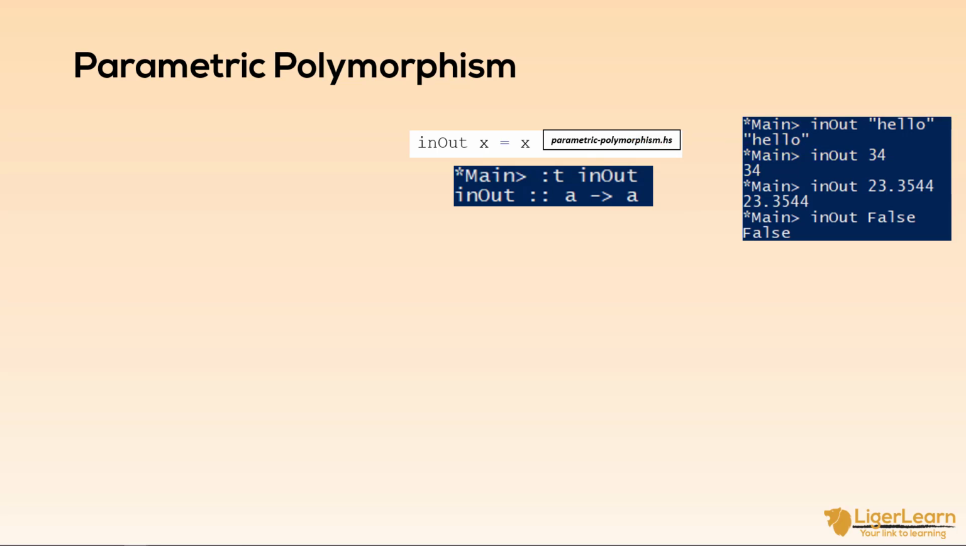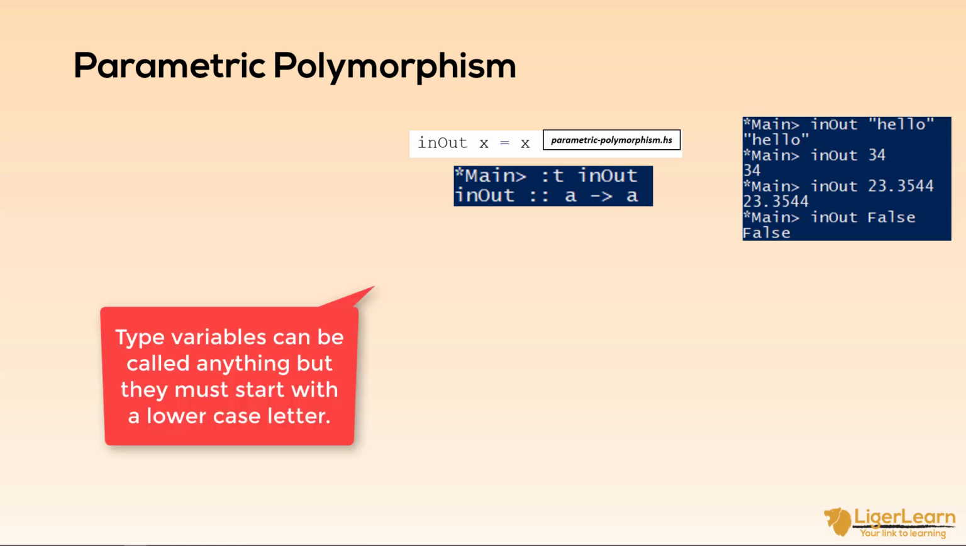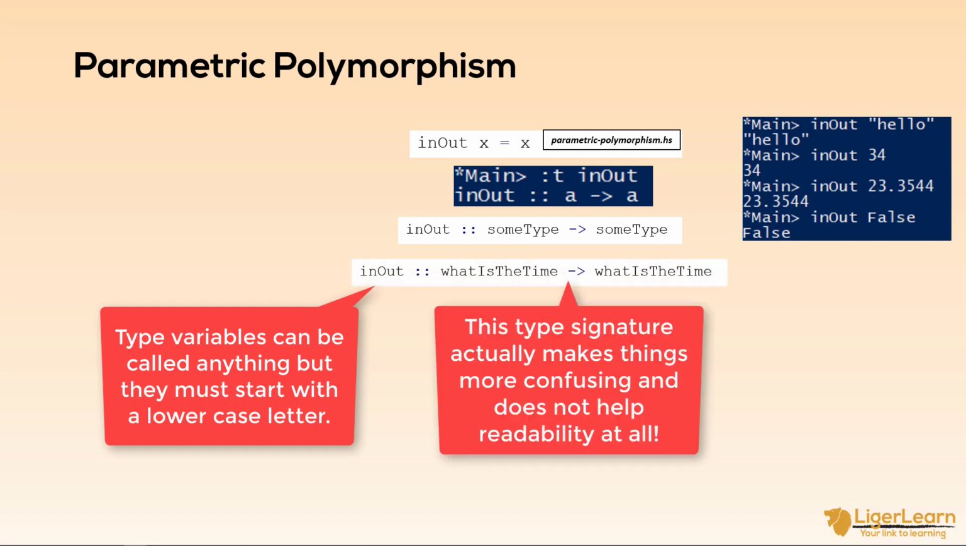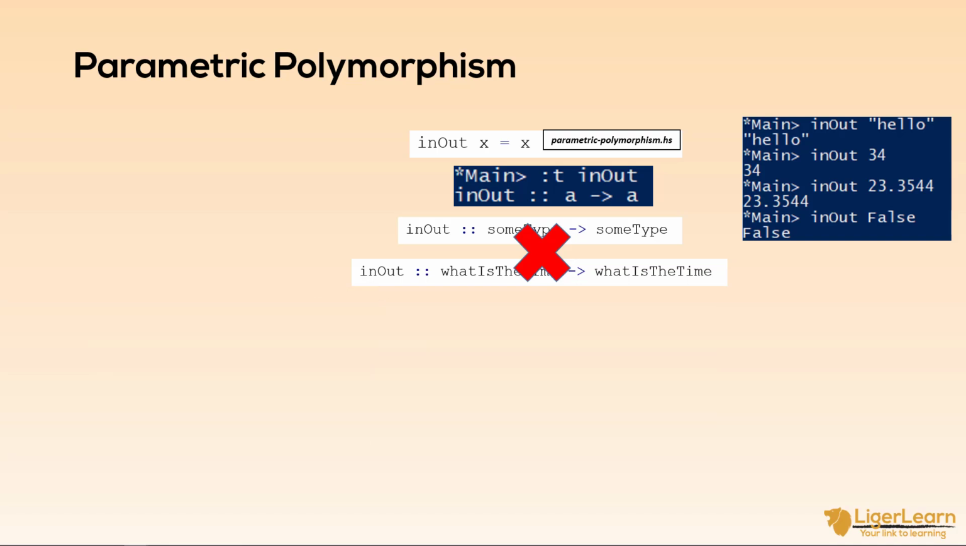Type variables can be given whatever name you would want. For example, we could have given the function this type signature, or we could have given it this type signature. Neither of these type signatures actually improve the situation compared to the simple a to a type signature. So since longer type variable names don't actually improve readability of the code, we usually just give a type variable a single character name like a, b, c, or d.